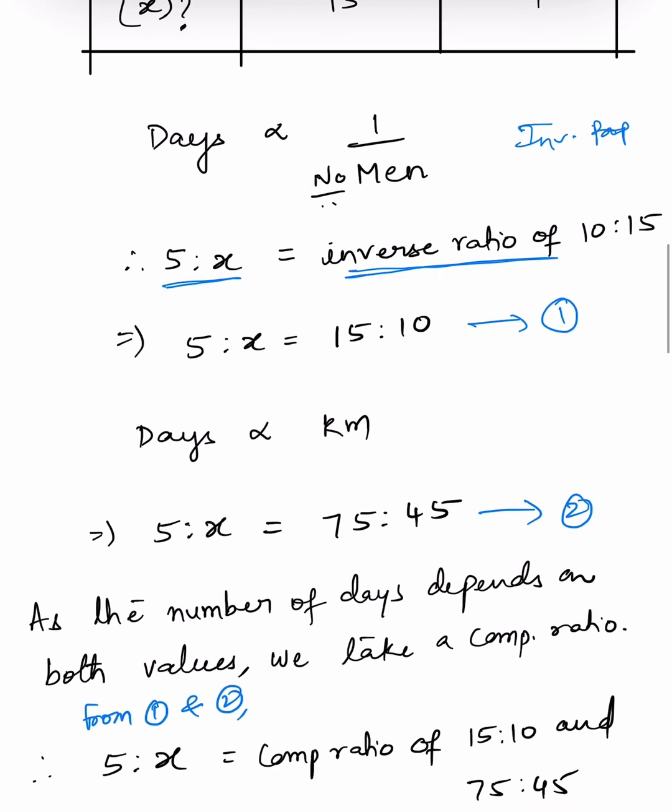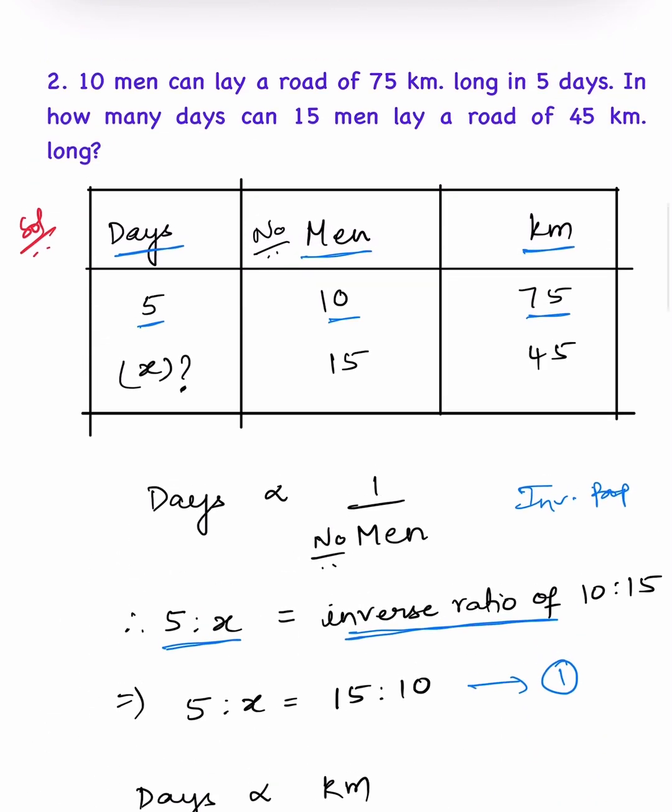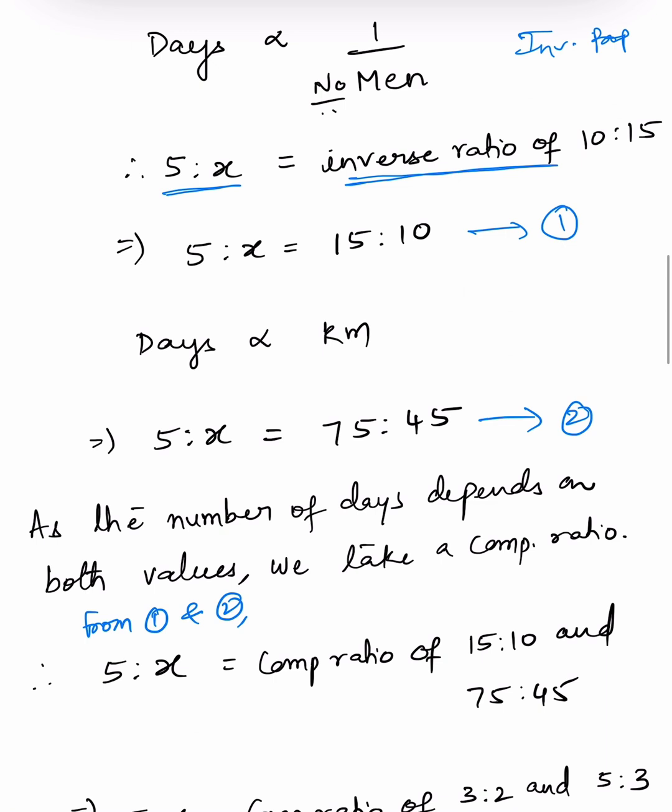Days are directly proportional to kilometers. If we have to put a road of more length, more number of days will be required. So 5 is to x equals 75 is to 45. We write this ratio as it is because this is a direct proportion. But here we have to write the inverse ratio because it is an inverse proportion.